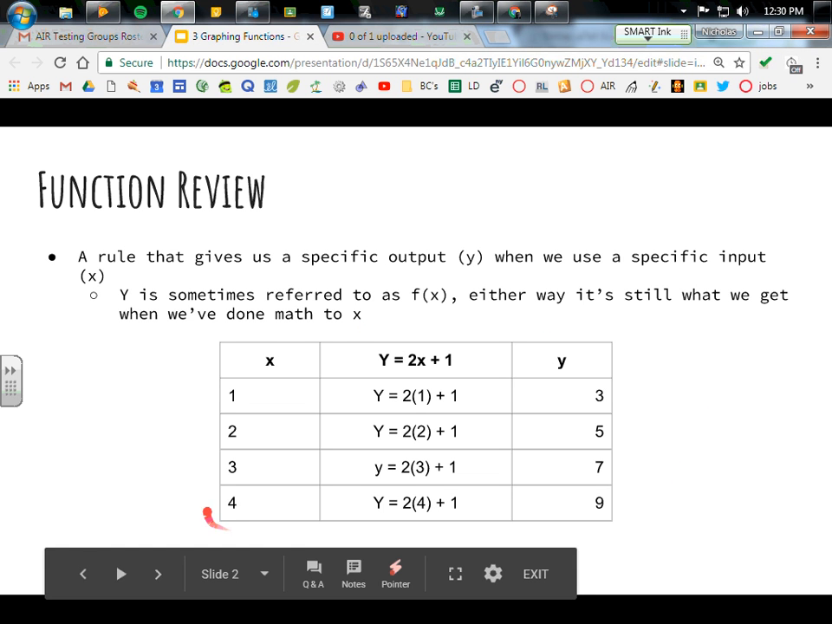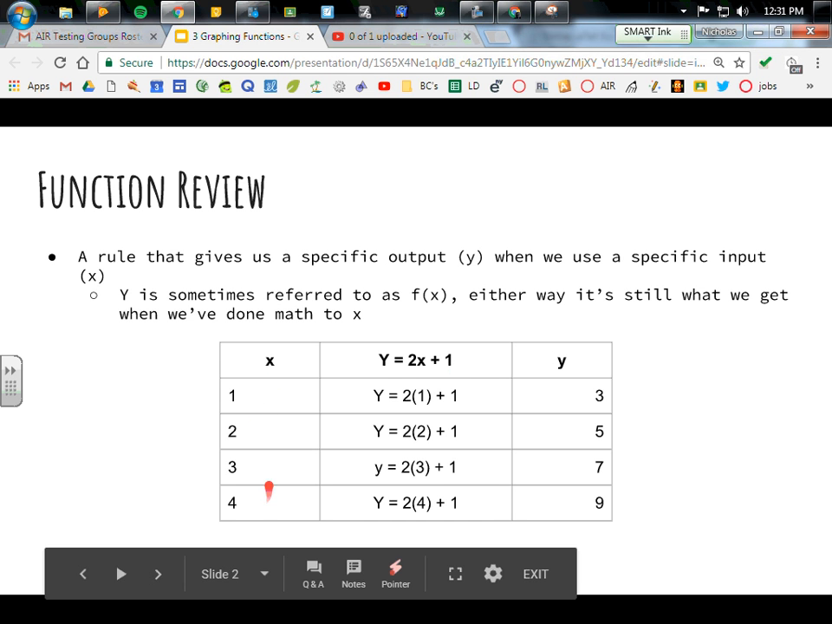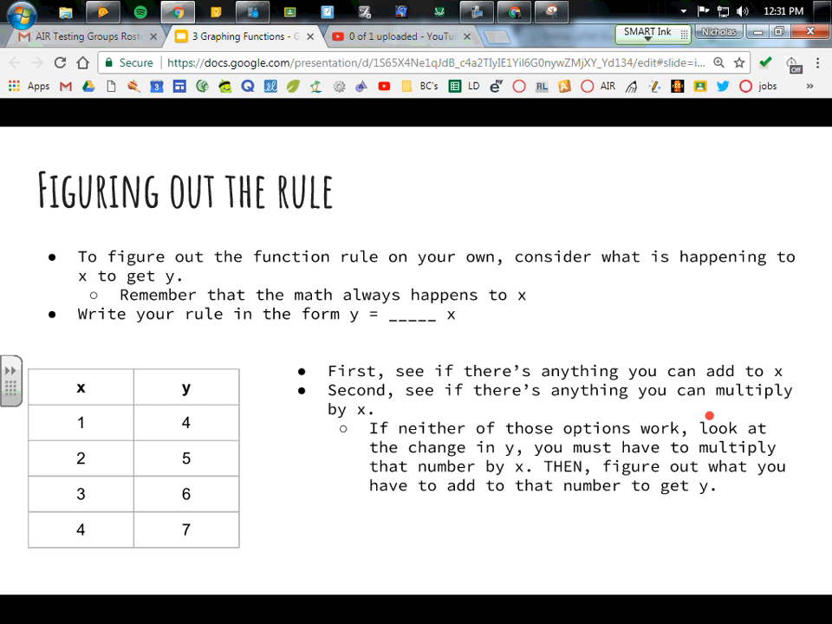Here is an example of a function table. This column shows you the function itself, y equals 2x plus 1. So the function is the math that's happening to x to get y. When we plug in the x's 1 through 4, and here I've shown you the math that would happen to those x's, you'll get these y's. If your x is 1, you'll multiply 1 by 2 and then add 1 to get 3, and so on. So that's a quick review of what a function is.